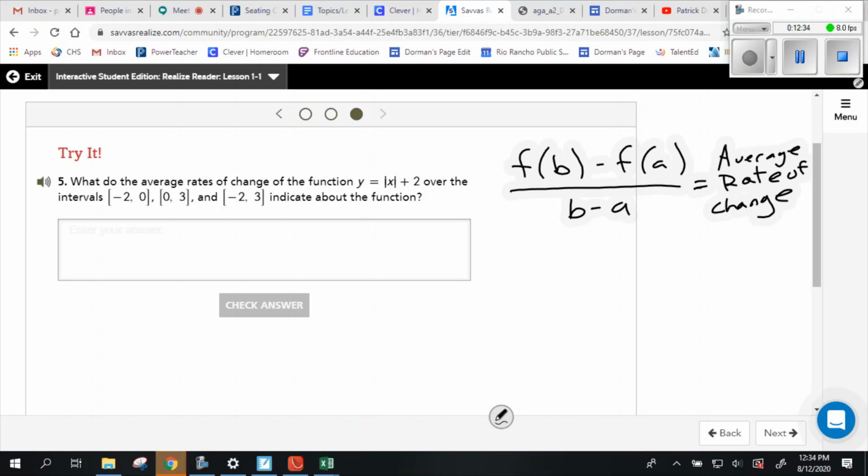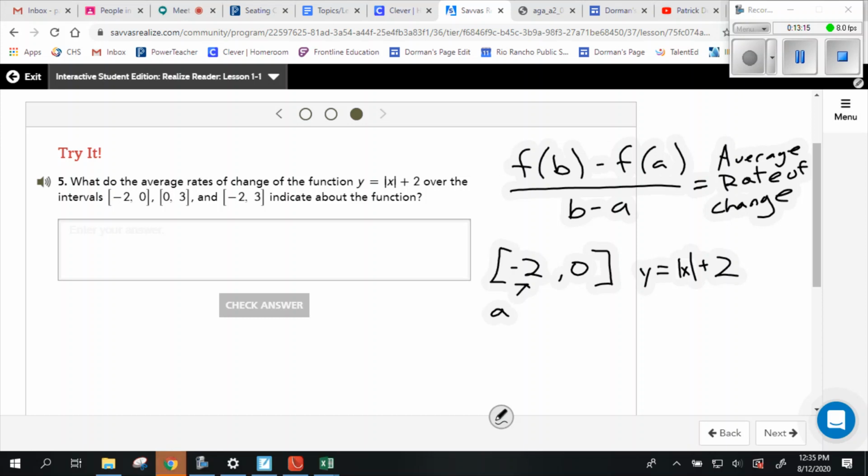So the first thing we're going to do is look at the interval from -2 to 0. Whoops. I'm going to put that bracket in there because we're not including that particular point. Or we are including it. Apologize. And we have a function, y equals absolute value of x plus 2. All right. So when we're doing this, this is A, this is B.